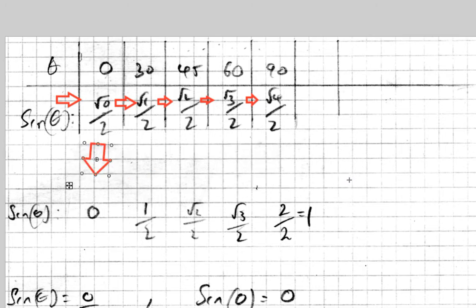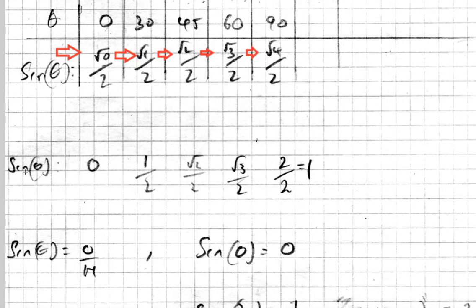So what we have is sine theta, which describes the opposite divided by hypotenuse, or the relationship between the opposite and hypotenuse of a triangle. At 0 degrees it is 0. At 30 degrees, it is half. That is, the hypotenuse is twice as big as the opposite. At 45 degrees, root 2 relative to 2; 60, root 3 relative to 2; 90, they are equal in size. The opposite and hypotenuse are equal in size.